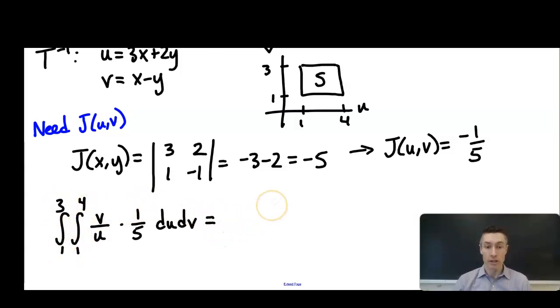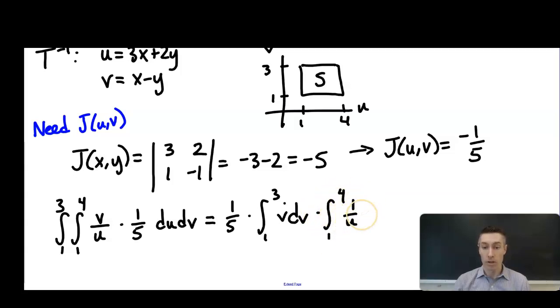And in this case, the integration really not too consequential, so we can do it out. So we can separate here. That's the nice part about both the function and the region. So we'd have 1/5 times the integral from 1 to 3 of v dv times the integral from 1 to 4 of 1 over u du. So this is going to be 1/5 times 1/2 v squared from 1 to 3 times natural log of u from 1 to 4.